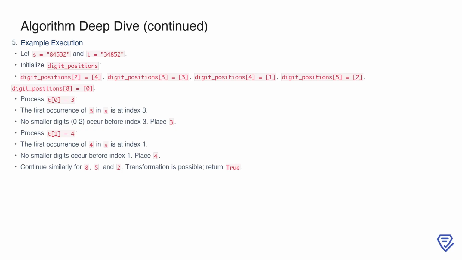Starting with T[0] equals 3, the first occurrence of 3 in S is at index 3. There are no smaller digits, like 0, 1, or 2, appearing before index 3 in S, so we can place 3 and remove it from the queue.